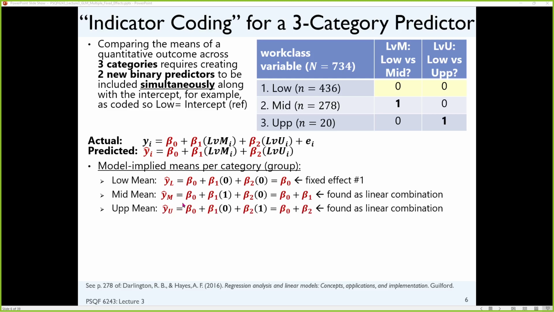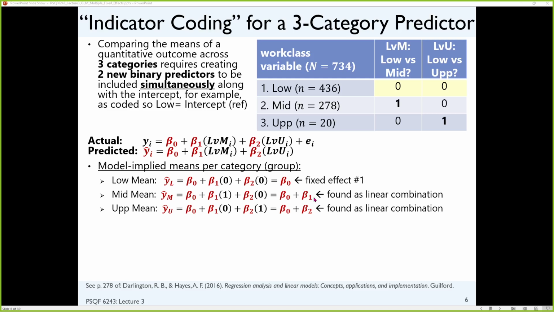Next one, middle and upper. Same exact process, now switching out the values of the 0s and 1s that correspond to the coding scheme for those 2 latter groups. So if I'm in the middle group, my predicted outcome is a linear combination of beta 0 plus beta 1. And if I'm in the upper group, my predicted outcome is a linear combination of beta 0 plus beta 2.